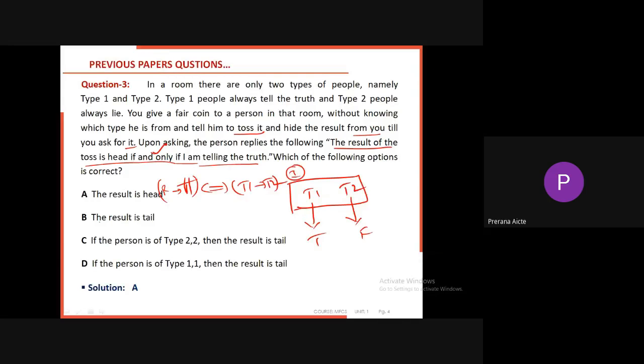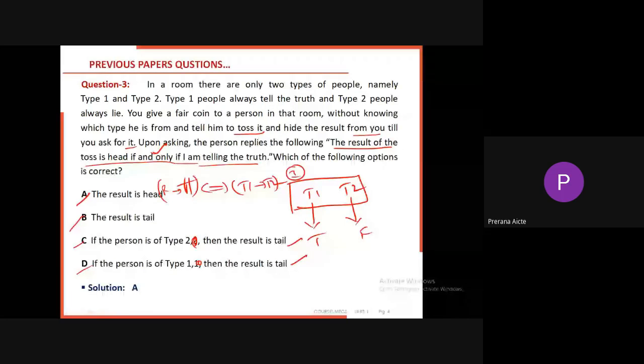So we have to finalize whether we got the result as a head or as a tail. If the person is of type 2, then the result is tail. If the person is of type 1, then the result is tail. Okay, let us see the C statement and D statement.